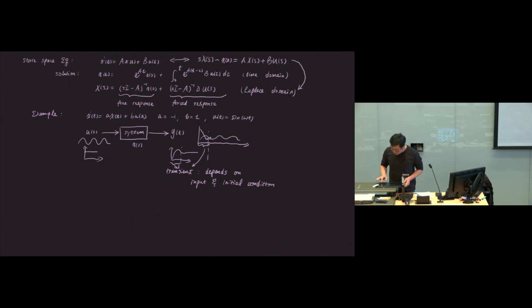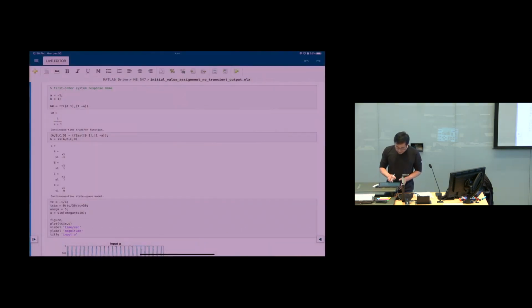Let me show you how it actually looks. I have coded the problem in MATLAB. We have a first order system. A is -1, B is 1, the same numbers as in your homework. So you can see the transfer function we can easily obtain is 1 over s plus 1. In the state space, I use the command tf2ss, which takes the numerator and denominator of the transfer function and then spits out the ABCD matrices. And then I define G as the continuous time state space model.